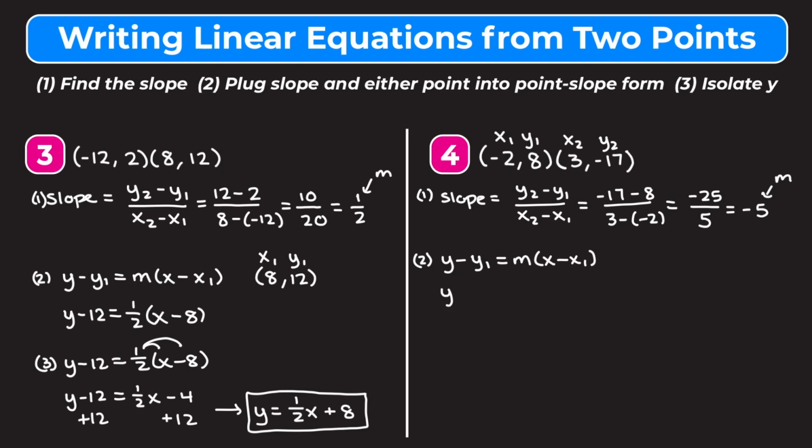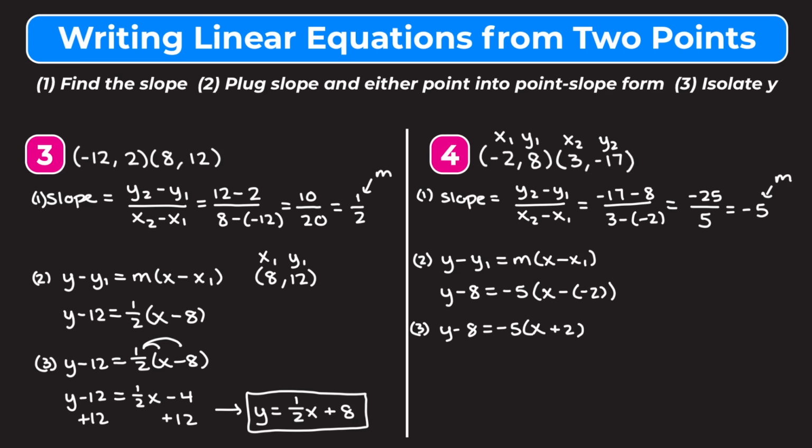I'll use the first point because the numbers are smaller. So I'm going to plug in 8 for y1 because that's the y coordinate of the point I chose. Plug in our slope of negative 5, and then x minus x1, which is negative 2 because that's the x-coordinate of the point that I chose. And now I want to simplify this. I'm going to start by rewriting most of it. So y minus 8 equals negative 5 times x. And then instead of minus a negative 2, I'm going to change that into a plus 2.